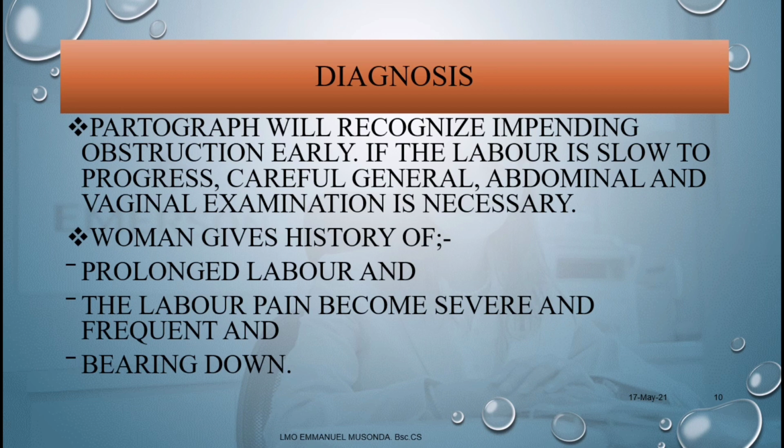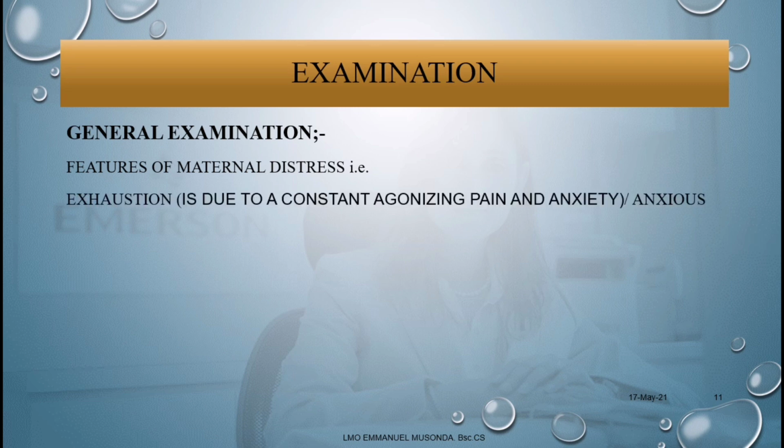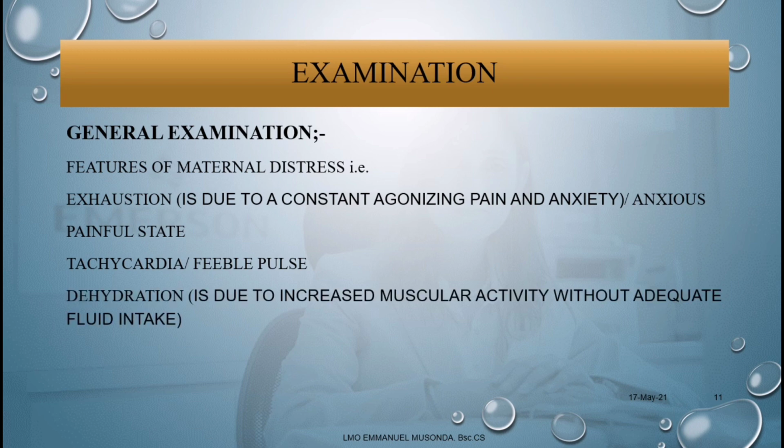Okay, that's the history. Then examination. General examination: there will be features of maternal distress such as exhaustion, which is due to constant agonizing pain, and anxiety. Then there will be a painful state, tachycardia or feeble pulse, dehydration, which is due to increased muscular activity without adequate fluid intake. Then there will be raised temperature.